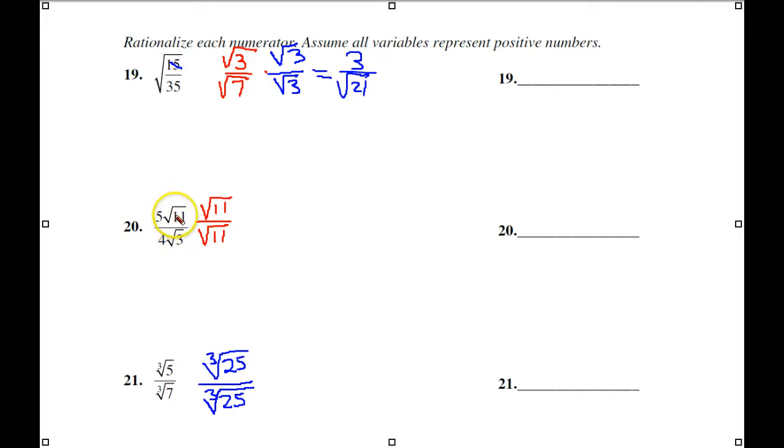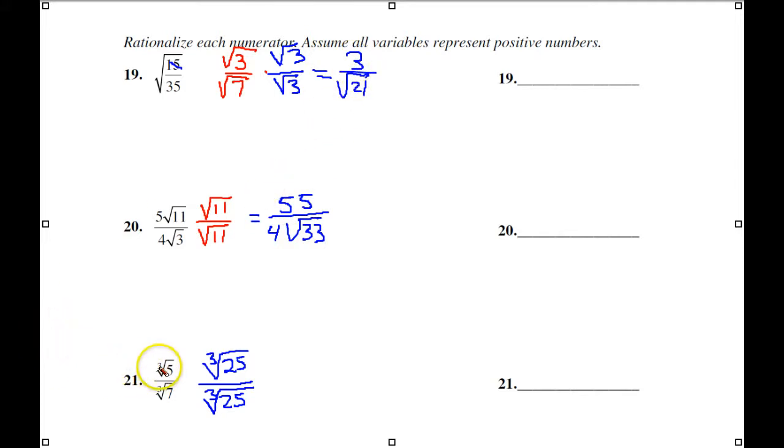And again, we're looking at our numerator. This is going to become the square root of 121, which is 11. 5 times 11 is 55. And this is going to be 4, the square root of 33. We have rationalized our numerator.